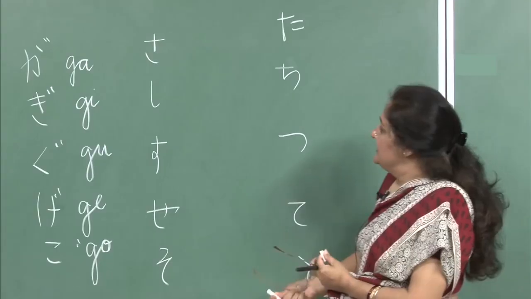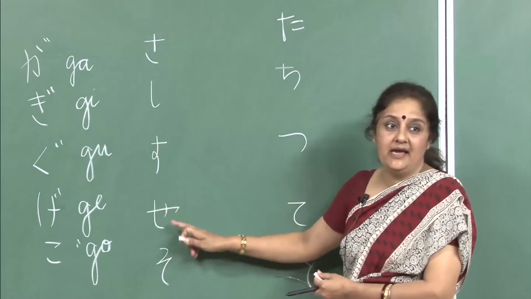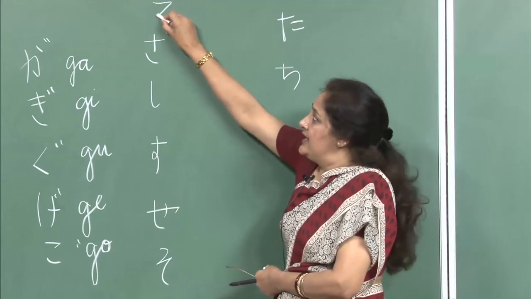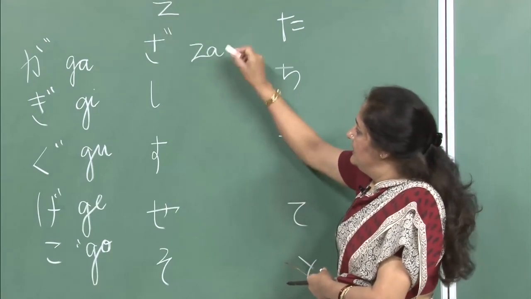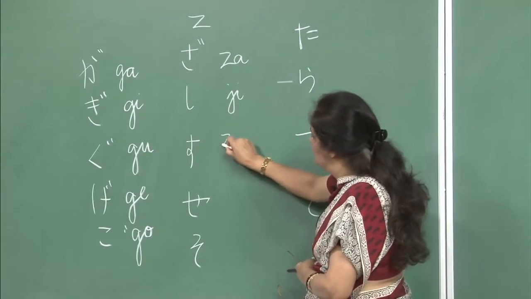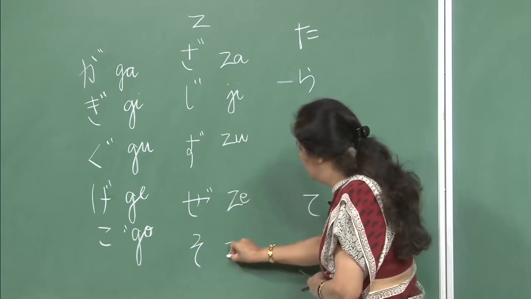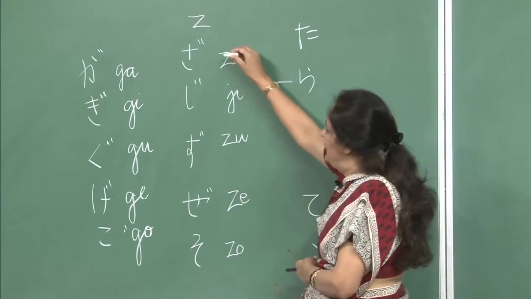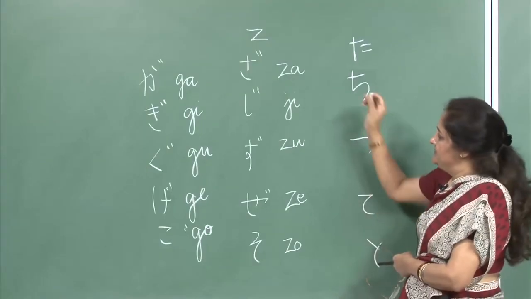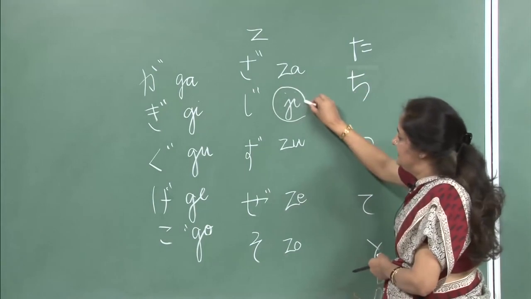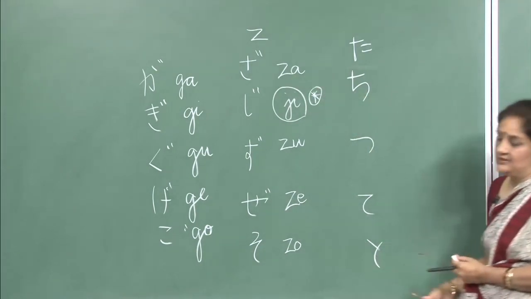Now, again, we did in the first set sa, shi, su, se, and so. Just by adding this symbol over here, we get the Z sound, that is za, ji, zu, ze, and zo. Just by adding these two over here, in the sa set, we get the za sound. You will notice that ji is a little different. This is an exception, please remember.